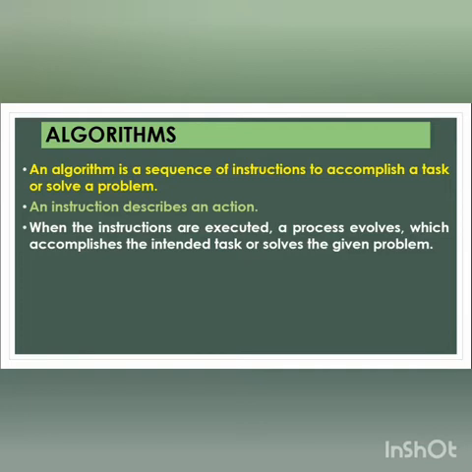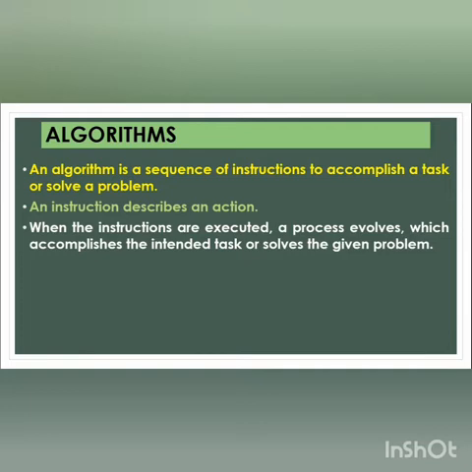For example, if we want to add two 4-digit numbers, what will we do? First, we will write the first 4-digit number, then we will write the second 4-digit number. Then we will start to add. Finally, we will get the solution for that problem. So, this step-by-step procedure or step-by-step instructions to solve a particular problem is called an algorithm.